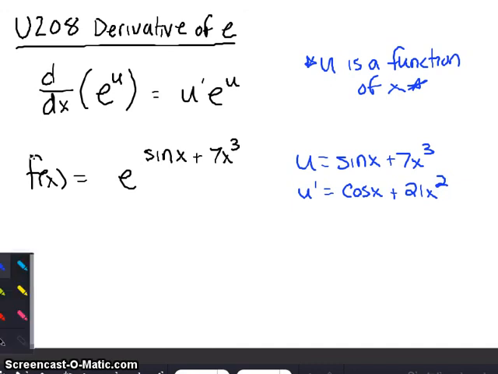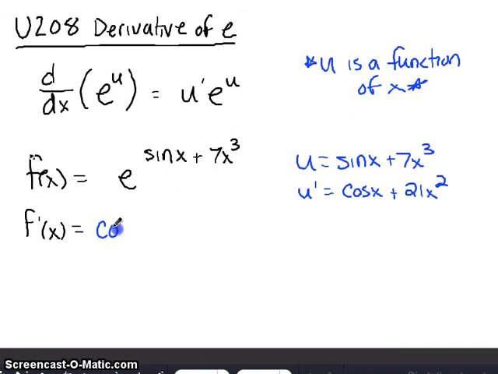So when we go to take our derivative, and we want u prime e to the u, we simply take the u prime we found, cosine of x plus 21x squared, and we multiply it by our original function, e to the sine of x plus 7x cubed. Now, what I have on the screen right now is not correct.